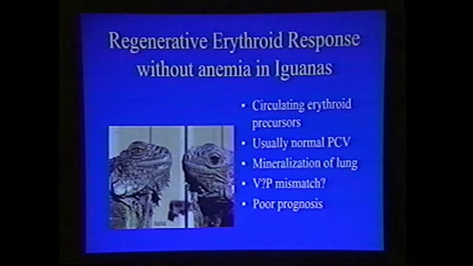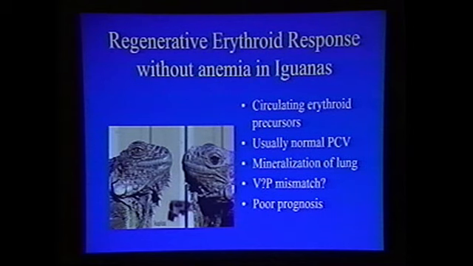Iguanas have a unique regenerative erythroid response in the absence of anemia associated with mineralization of the lung. This is likely due to ventilation-perfusion mismatch, signaling the bone marrow and extramedullary hematopoietic tissues to produce erythroid precursors. The detection of a regenerative erythroid response in the peripheral blood of an iguana without anemia should warrant a poor prognosis, as it implies extensive mineralization of the pulmonary parenchyma.